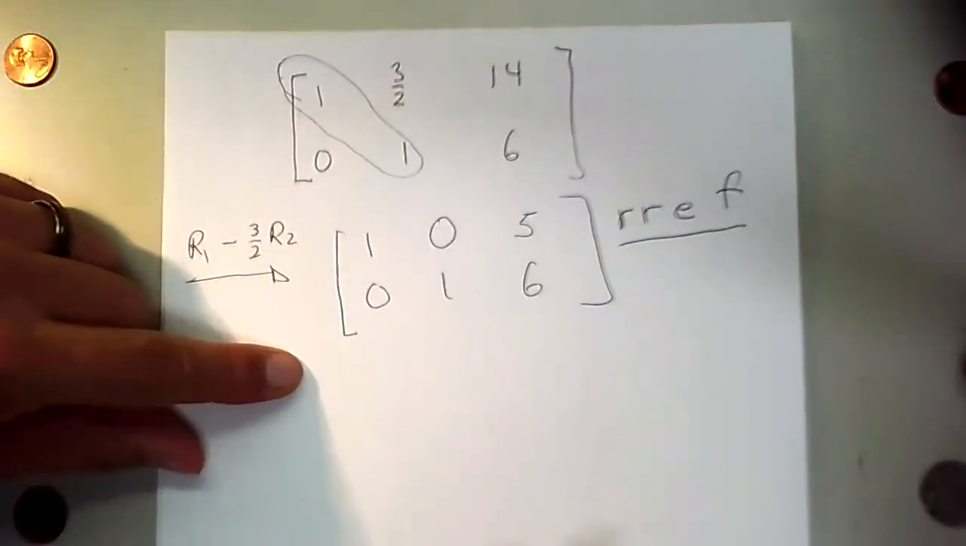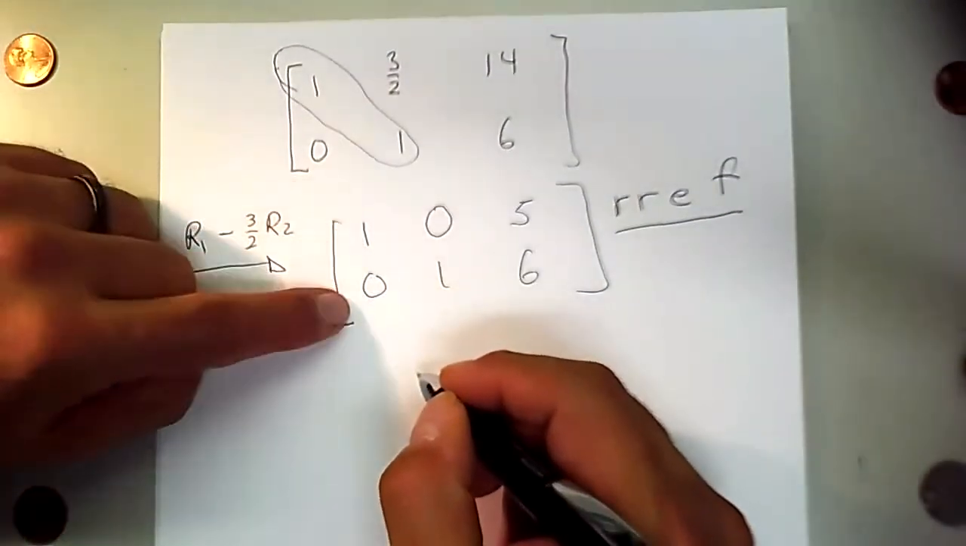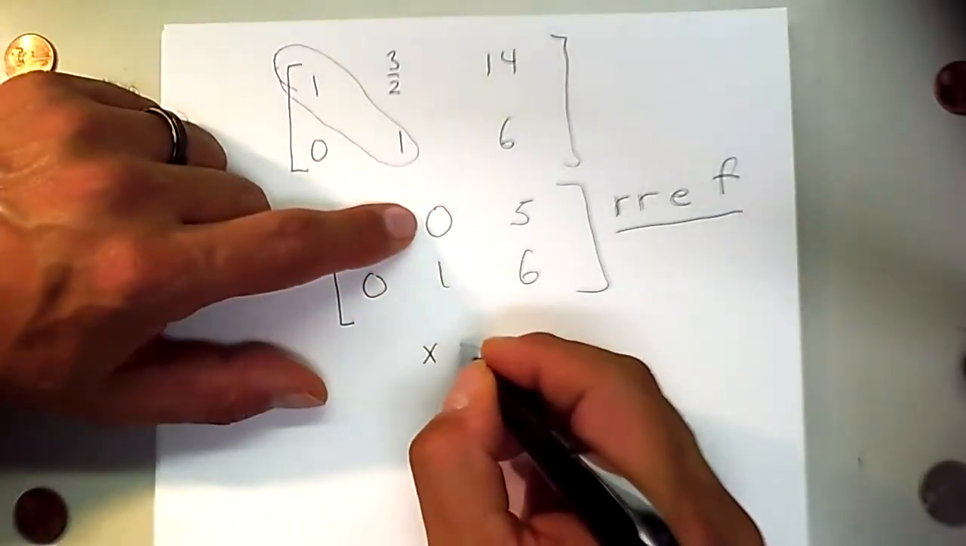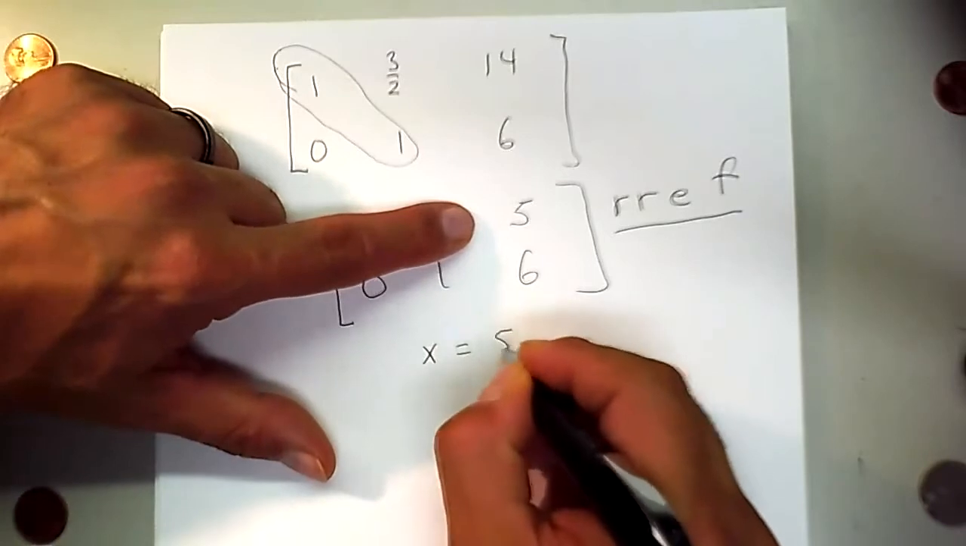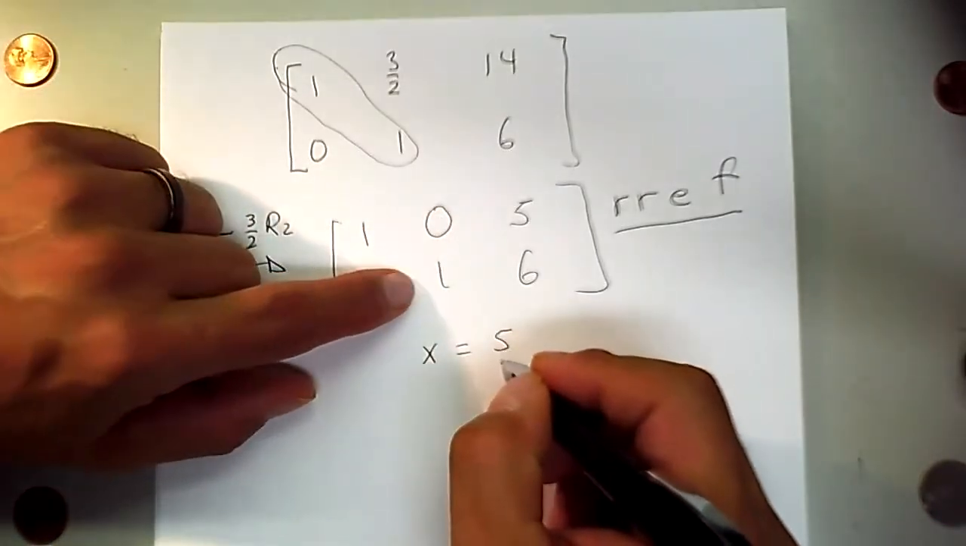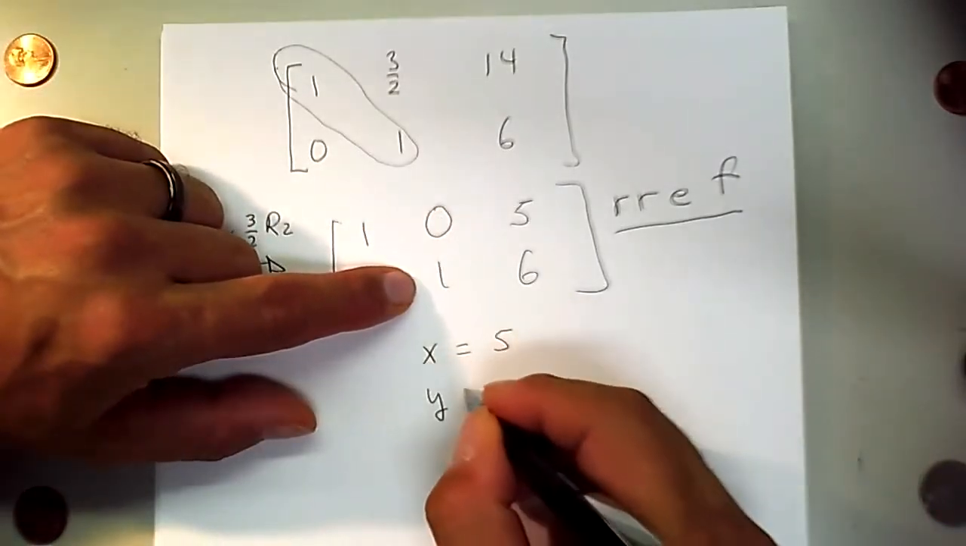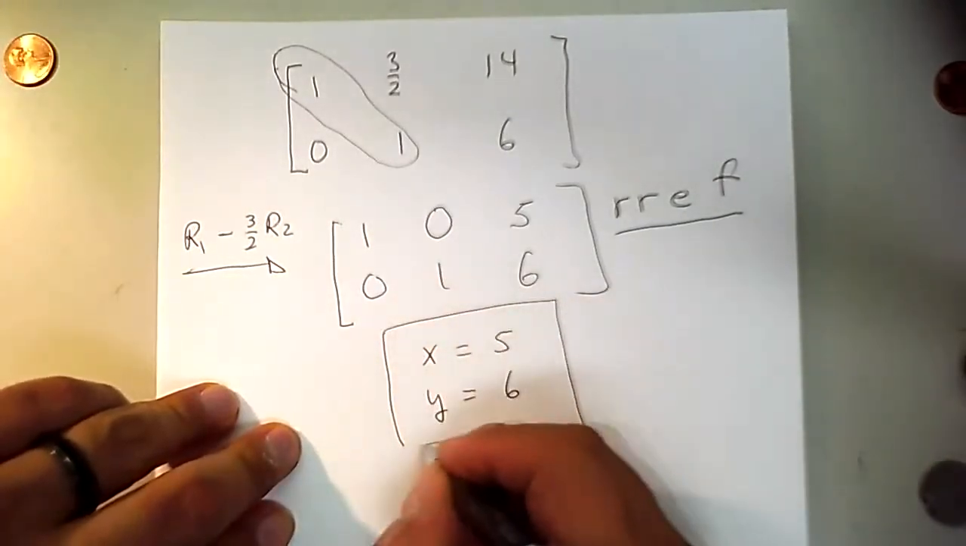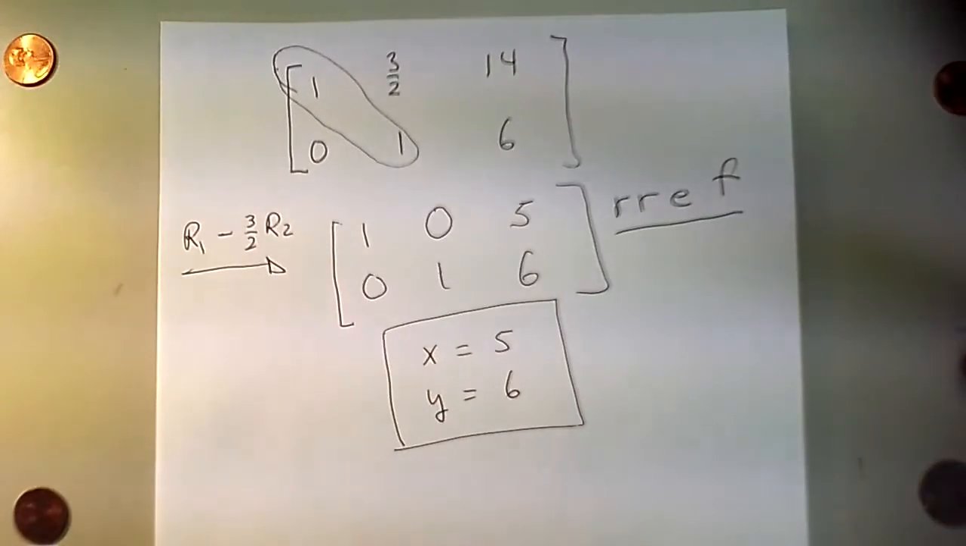Translating this back into an equation, what we have is that x, this is the column of the x's, x plus no y is equal to 5. No x, 1y is equal to 6. So that gives us a nice solution, if there is such a solution.